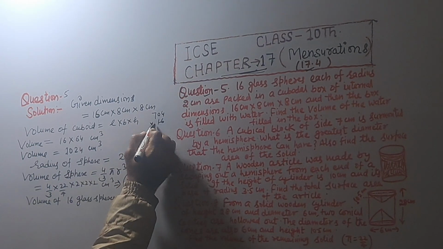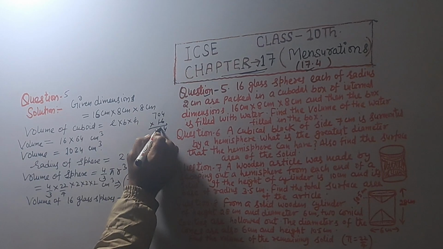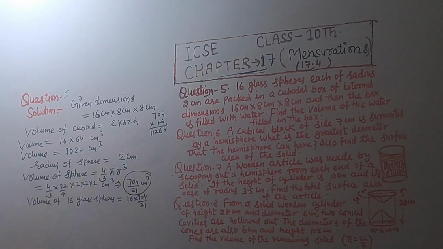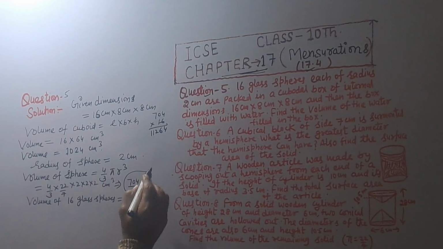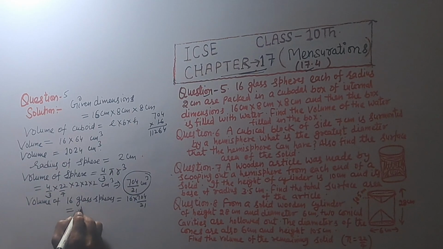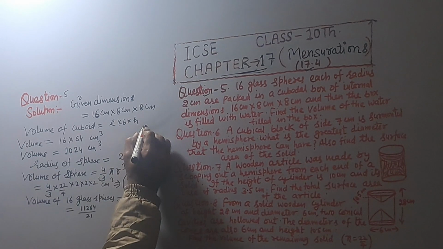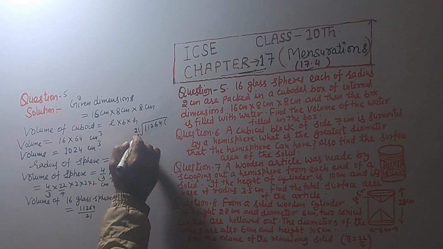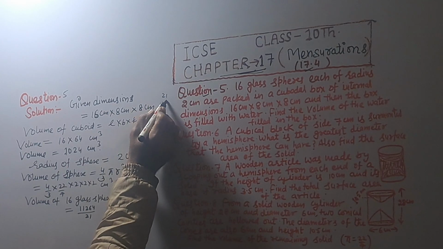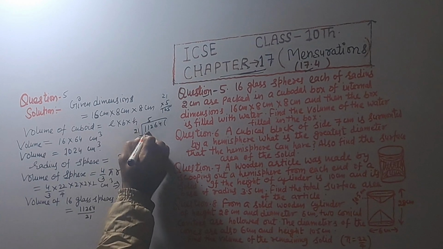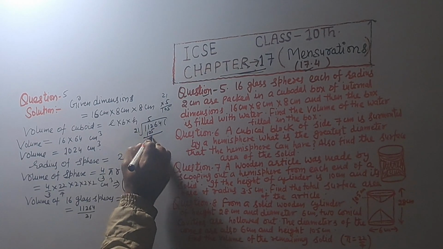704 into 16. 16 4s are 64 and 16 7s are 112. That is equal to 11264 upon 21. 11264 divided by 21. 21 5s are 105.